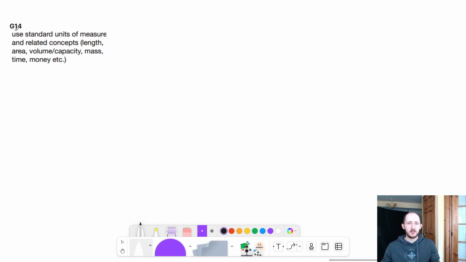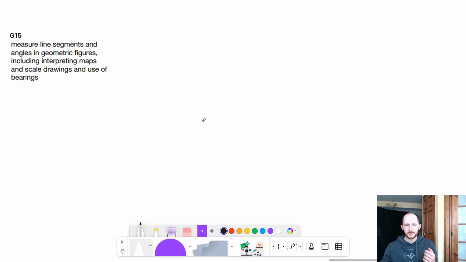You need to be able to use standard units of measure and related concepts like length, area, volume, capacity. So we have gone through these earlier. So the units for length, things like meters, centimetres, millimetres, and kilometres. Area should be millimetre squared, centimetre squared, metre squared. Volume or capacity should be millilitres and centimetres cubed. Mass, kilograms and grams. Time, hours, minutes, seconds, days, years, all of those can come up. Money, pounds, okay, and pennies.